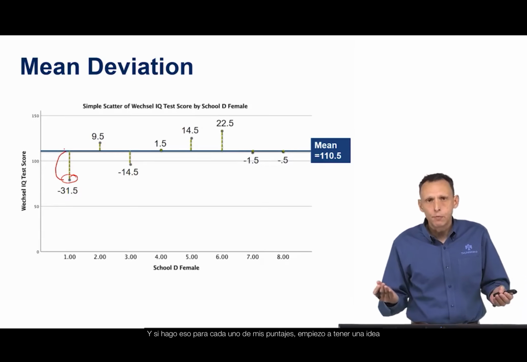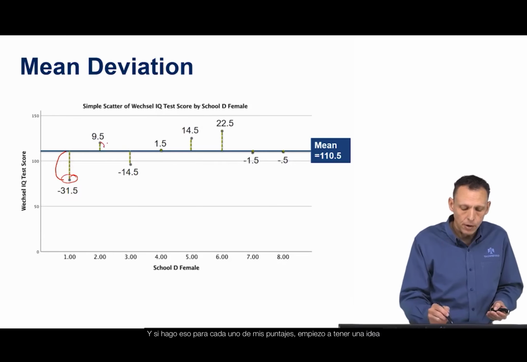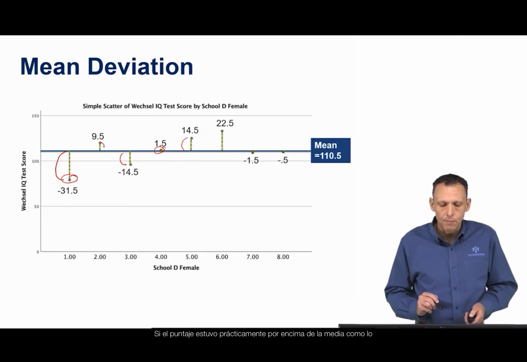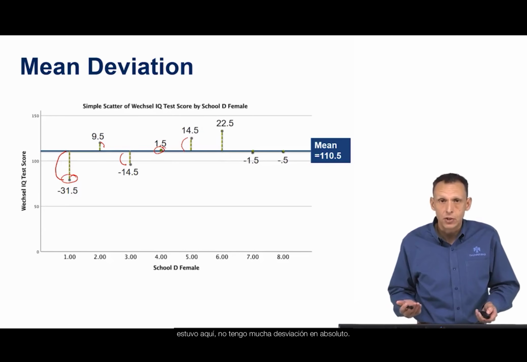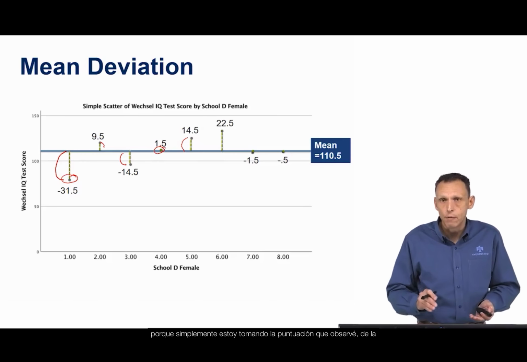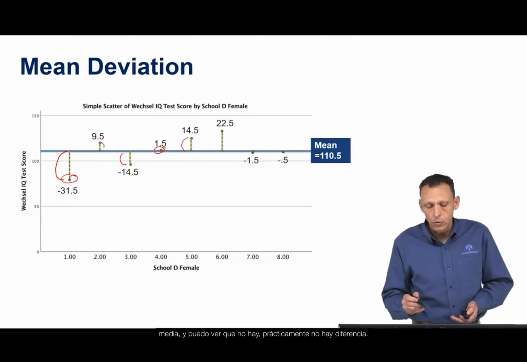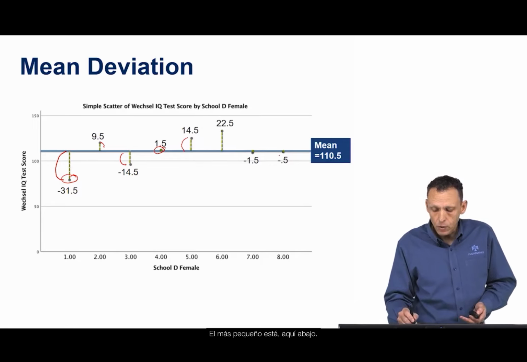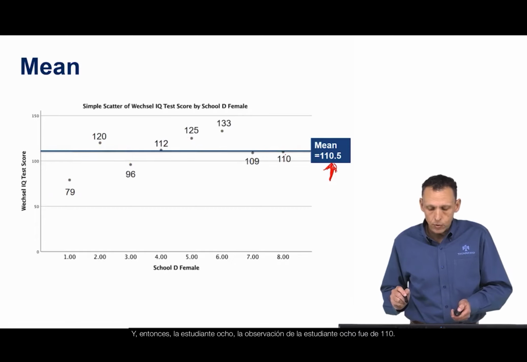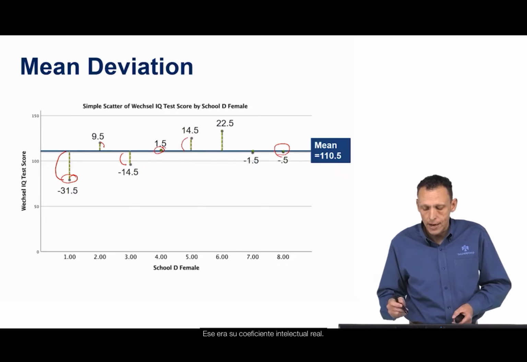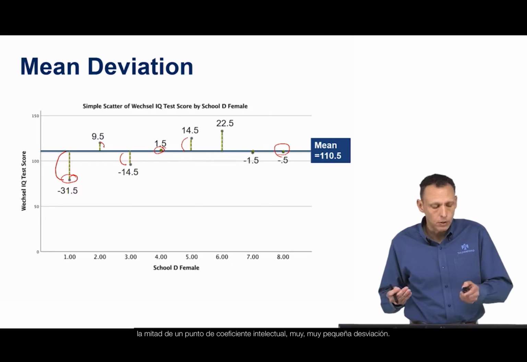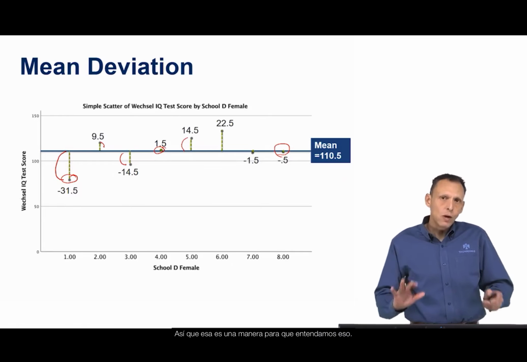And if I do that for each of my scores, I actually start to get a picture of how much deviation there is from the mean. If the score was practically on top of the mean, as it was here, I don't have very much of a deviation at all. So I have a score of 1.5, because I'm simply taking the score that I observed from the mean, and I can see that there's practically no difference. The smallest one is actually right down here. Student 8's observation was 110. That was their actual IQ. So when I take the difference, I only have a difference of half an IQ point, a very, very small deviation. So that's one way for us to understand that.